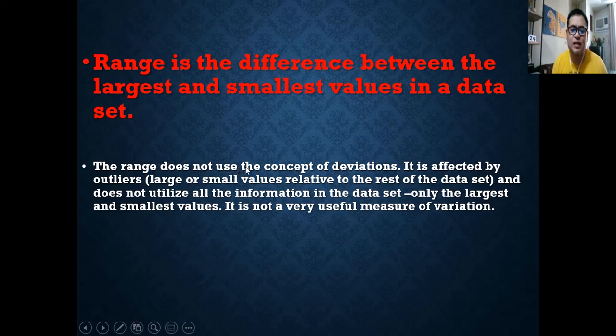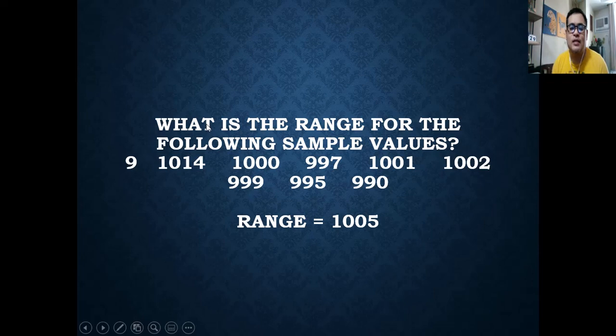It is affected by outliers, large or small values relative to the rest of the dataset, and does not utilize all the information in the dataset. Only the largest and the smallest value, of course, are being considered in finding the range. It is not a very useful measure of variation also. Okay, so let us find the range of the following sample values.